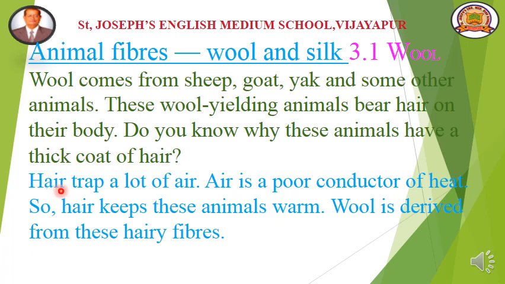Because hair traps a lot of air. Air is a poor conductor of heat. So, hair keeps these animals warm. Wool is derived from these hairy fibers. They are naturally protected by this thick coat of hair during the harsh winter. That is why animals which live in cold climatic conditions have a thick coat of hair.